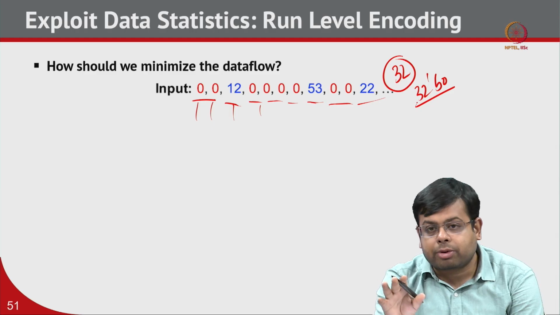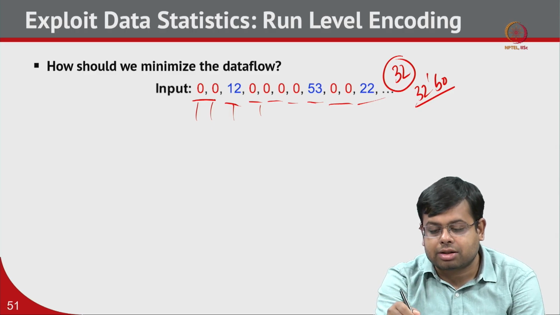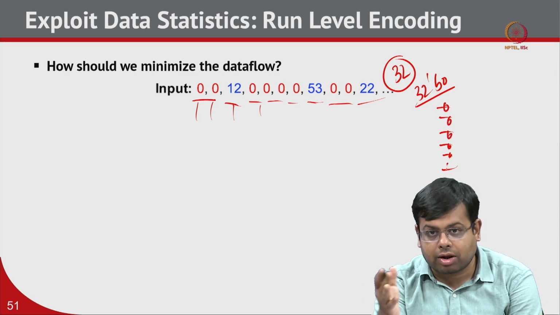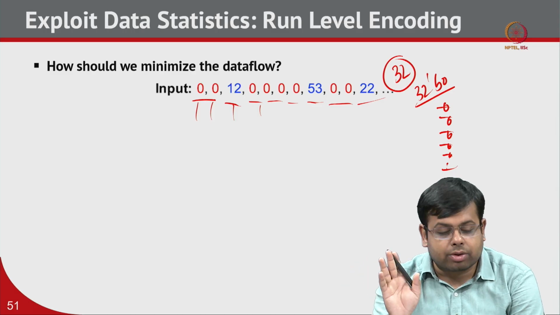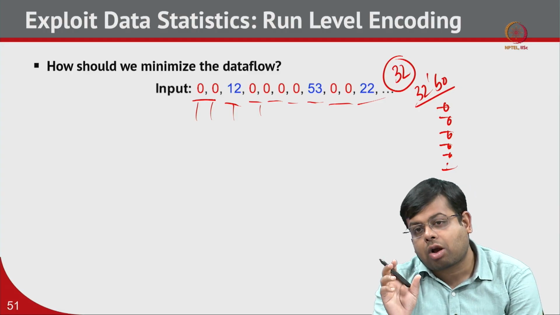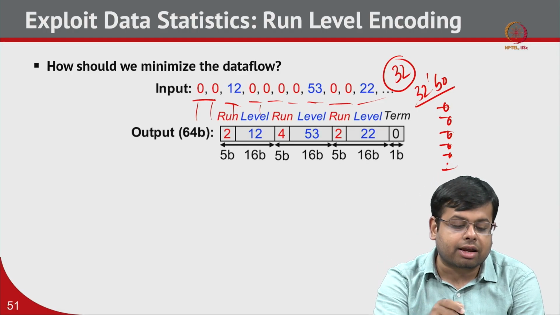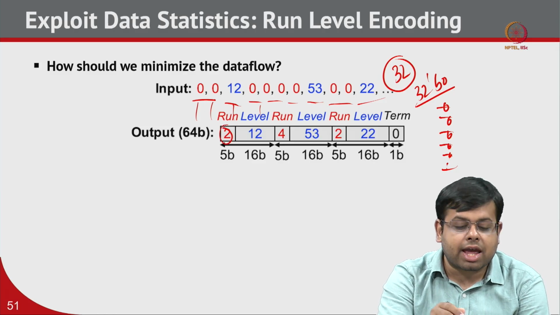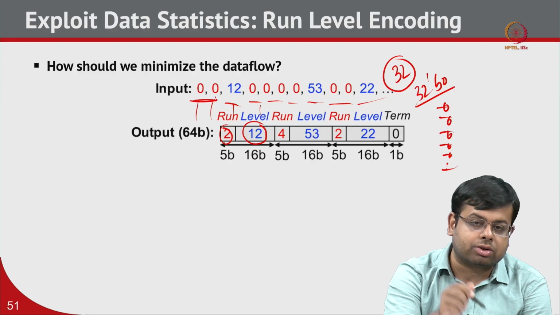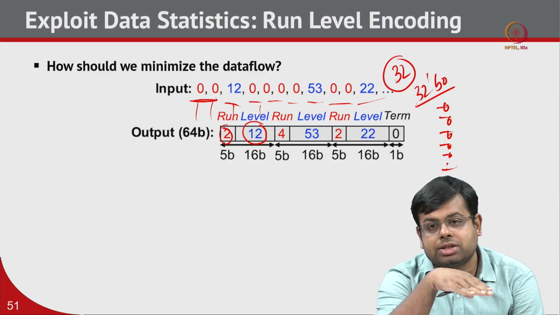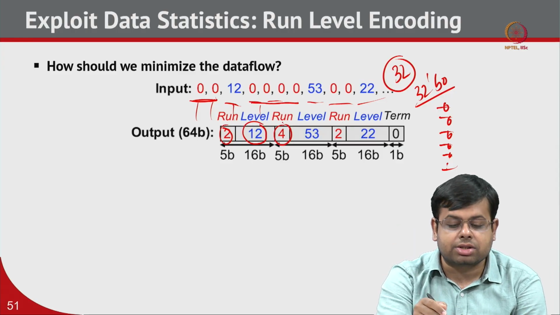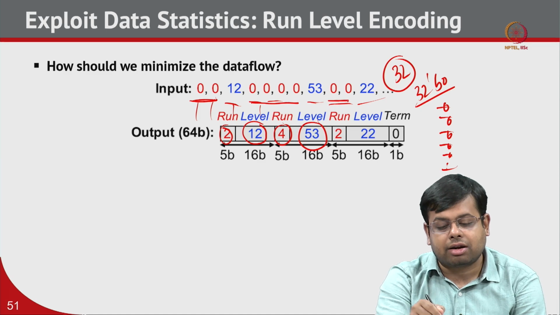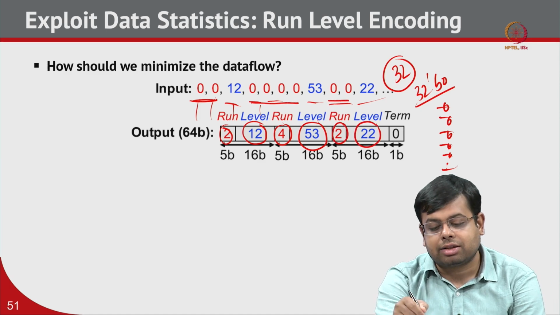If we do not optimize anything, there are parallel wires which will carry the value of 0, so we have to carry a 32 bit 0. Nothing is free in hardware if you do not optimize. But with run level coding, we can compress the communication. We can say that we have a run of 2 zeros and then the level is 12. Similarly, here we have a run of 4 zeros and then a level of 53, after that a run of 2 zeros and then a level of 22, and then this is the terminal bit.